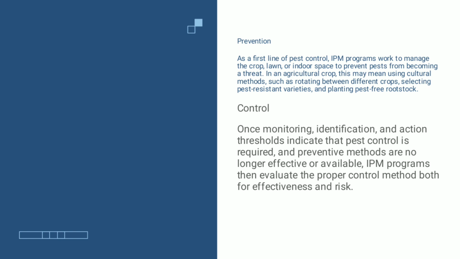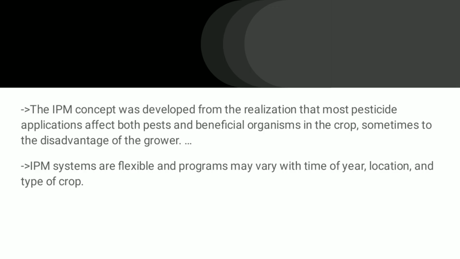Control: once monitoring, identification, and action threshold indicate pest control is required and preventive methods are no longer effective or available, IPM programs then evaluate the proper control methods both for effectiveness and risk. The IPM concept was developed from the realization that most pesticide applications affect both pest and beneficial organisms of the crop, sometimes to the disadvantage of the grower.